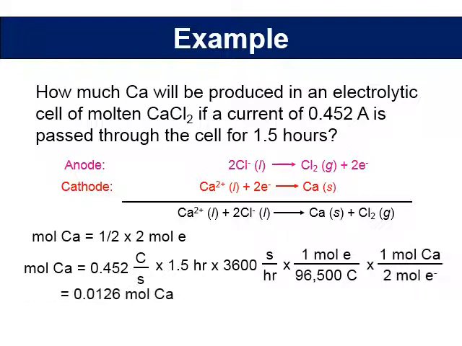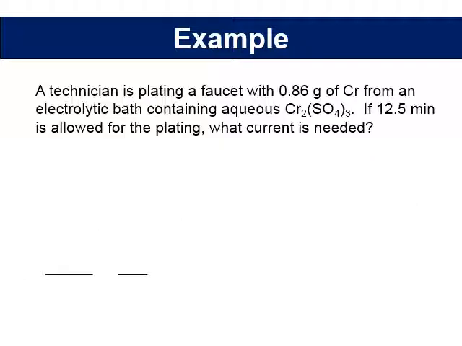Right? Then settle up. You can get the mass like this. You can always come here and do it slowly, one by one, step by step. Okay? Right. This is another example. What is the current needed?